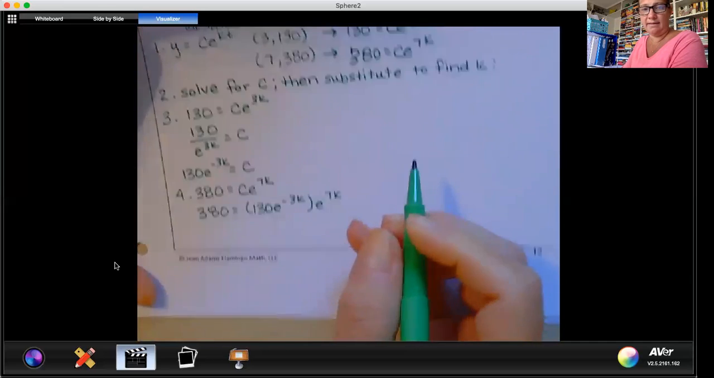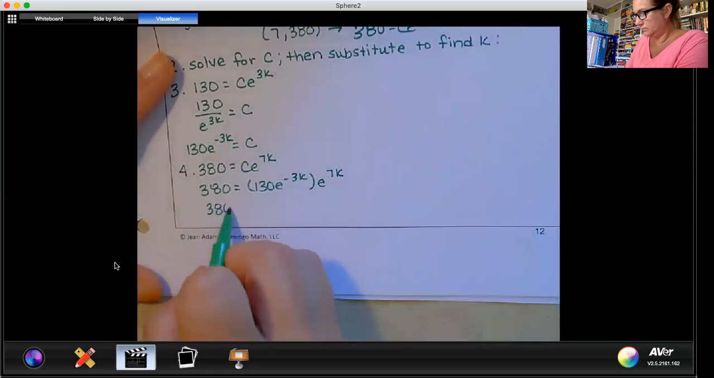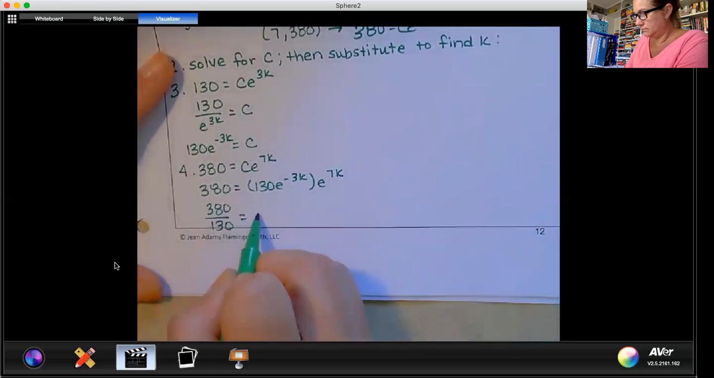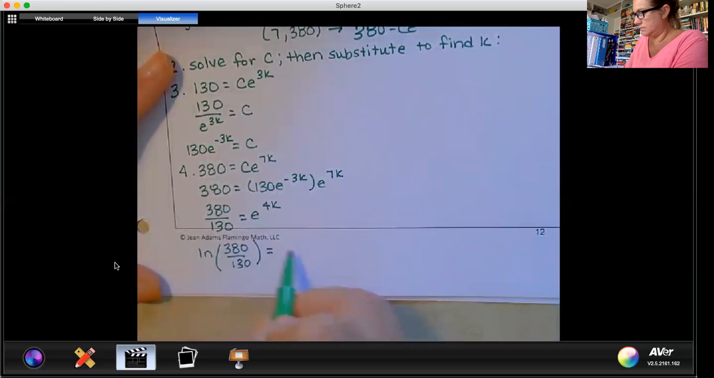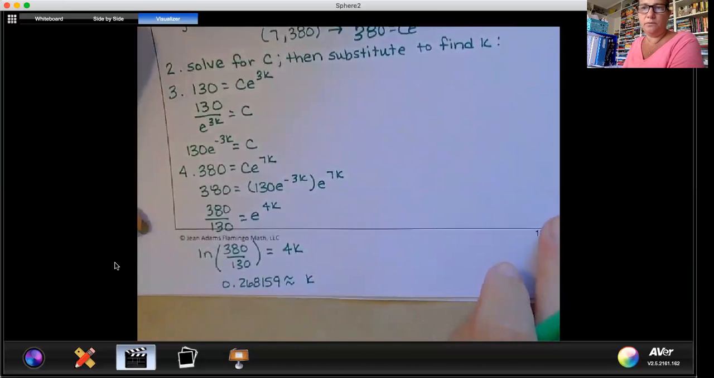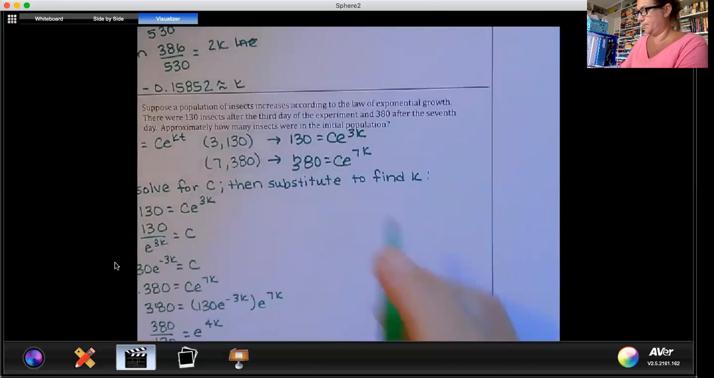When you multiply, add the exponents. ln on both sides. And k is approximately 0.268159. Again, guys, use those calculators to check those numbers so that when you're doing these on your own, you know exactly what buttons you need to push.